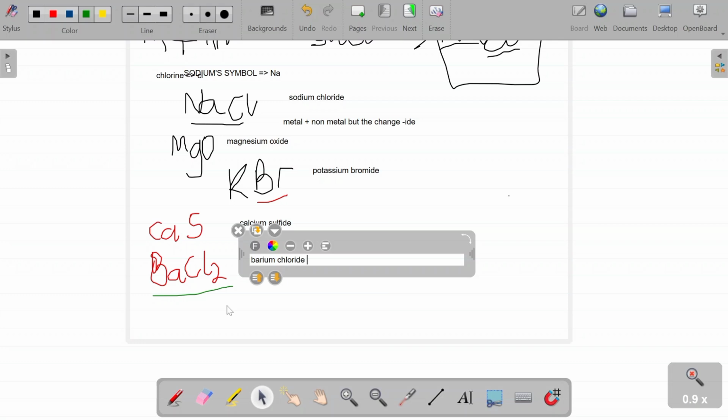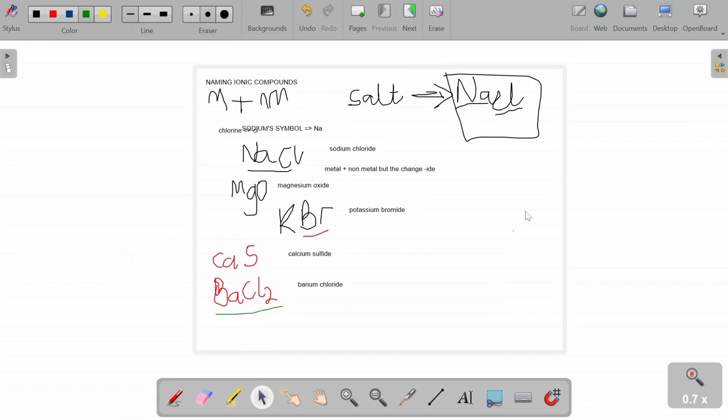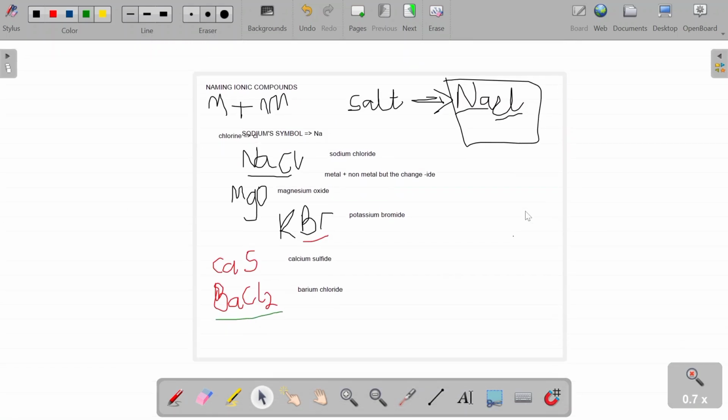The numbering, or the including of the prefix, is only added in covalent compounds, which we'll be treating in the next video. I hope this was clear, and I hope you really gained a lot and understood how to name ionic compounds.